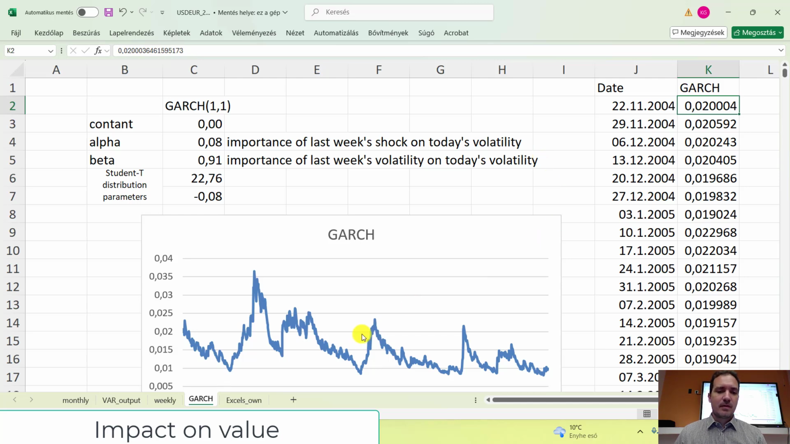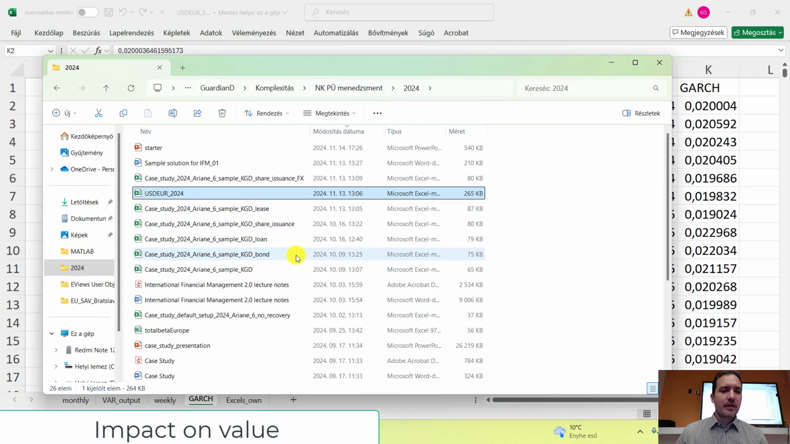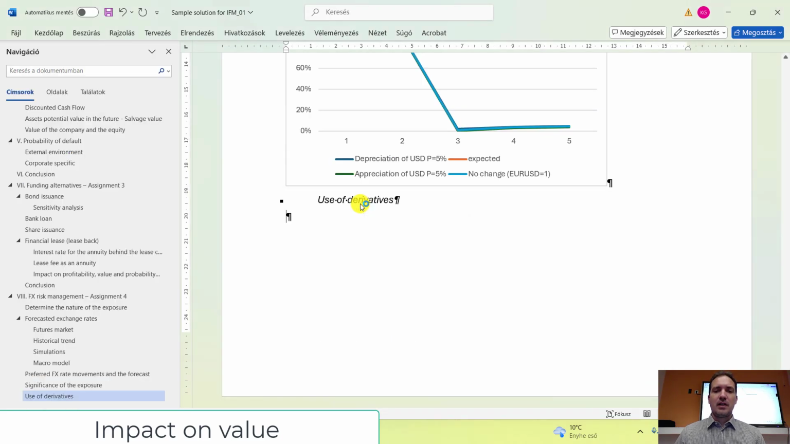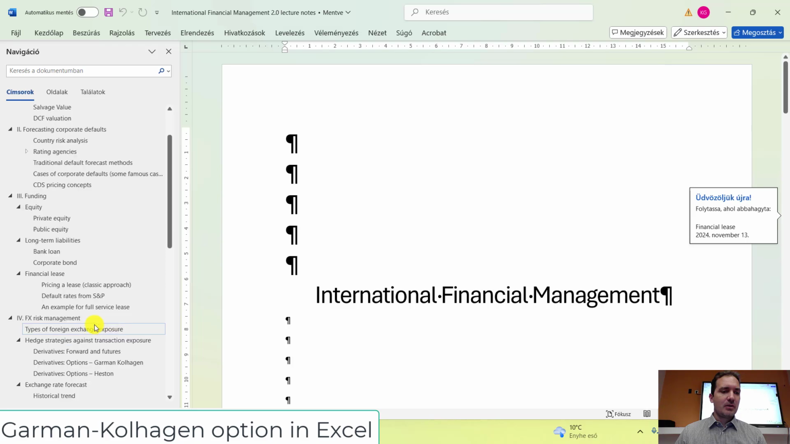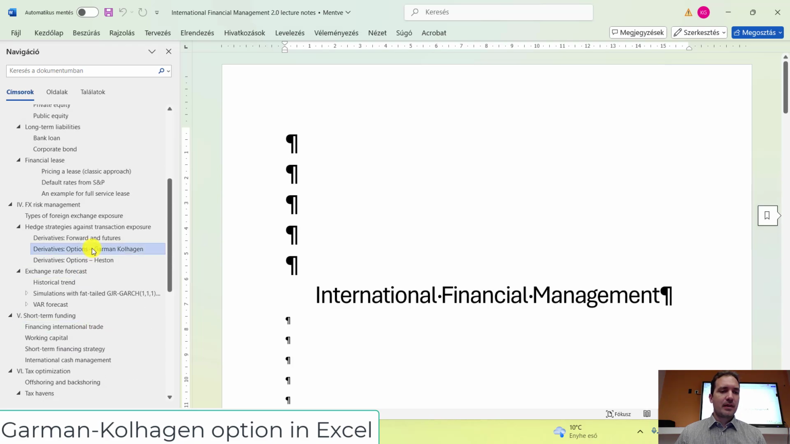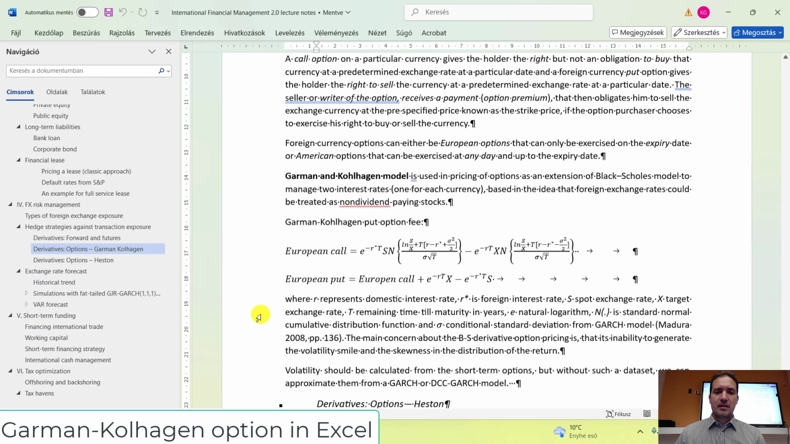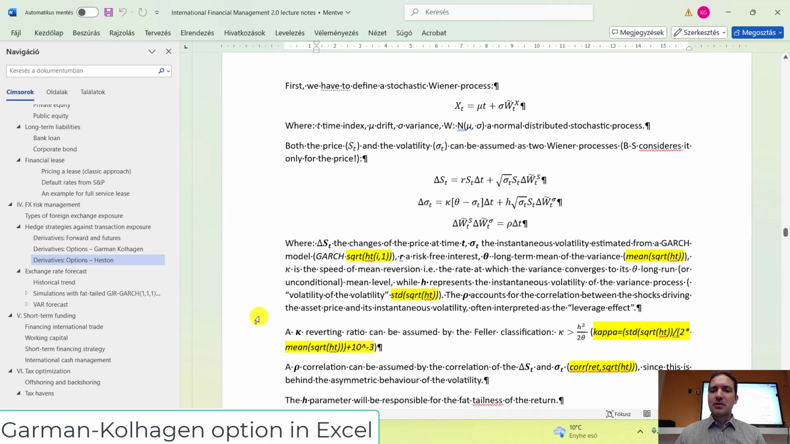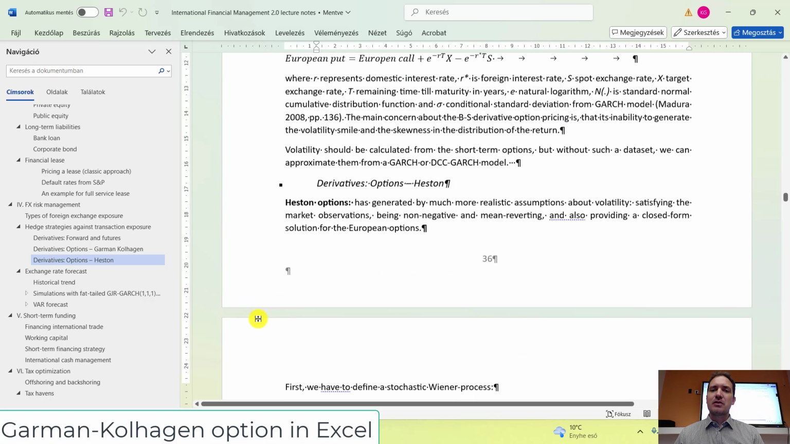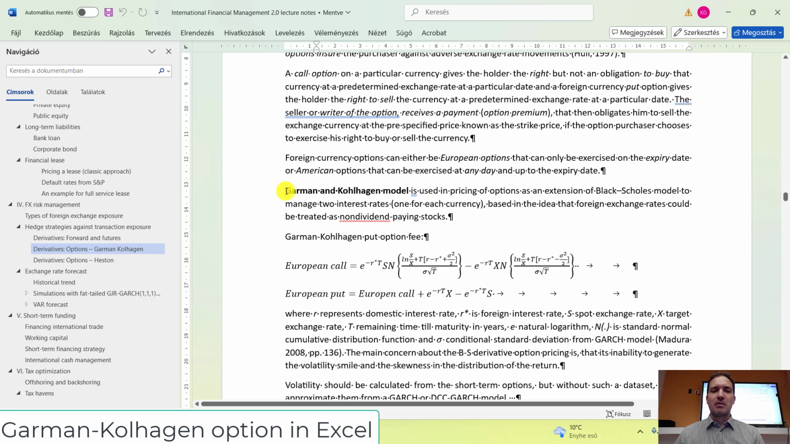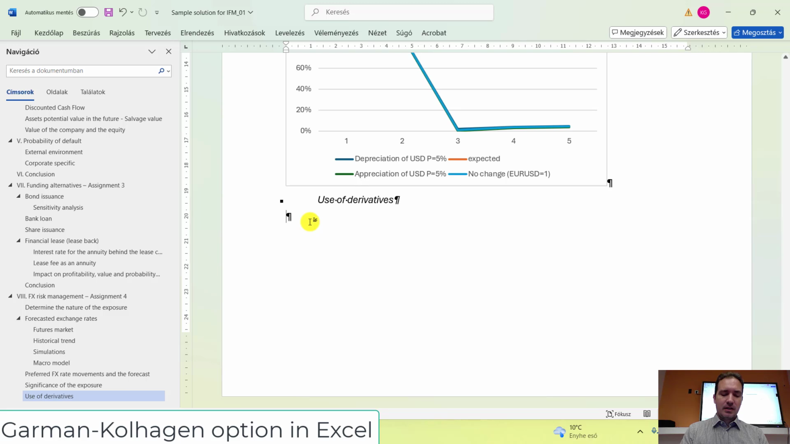Then we need also lecture notes, because obviously I would like to have options. We could have Heston. No, we will have Heston. So it's nice, but first we should just see the Garman-Kohlhagen model.